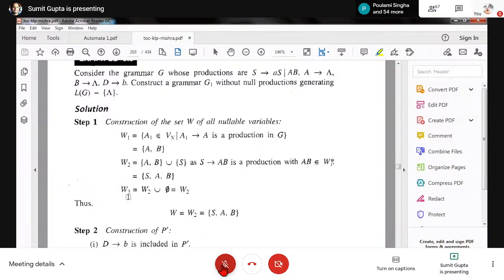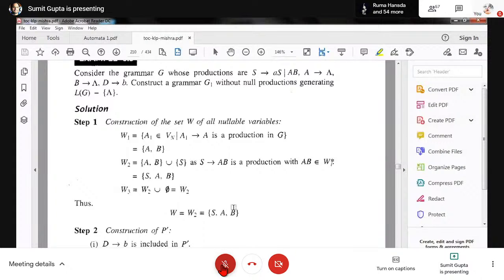Now when we go for W3, whatever set we had from W2, do we have any other productions that would give me null? See, now we have S gives AS. S gives AS will not give me null. So this is the state where we will not hunt more. And now since W3 has become equal to W2, we will stop at this stage, and whatever we got in W2 is the set of nullable variables. So S, A and B are declared as nullable variables.